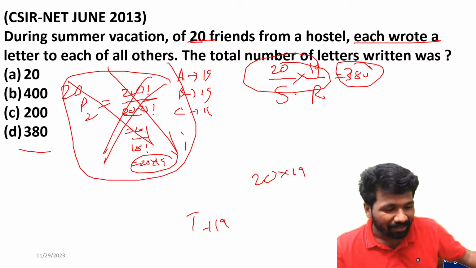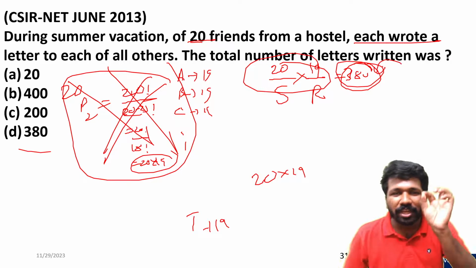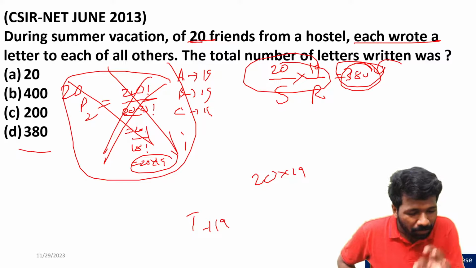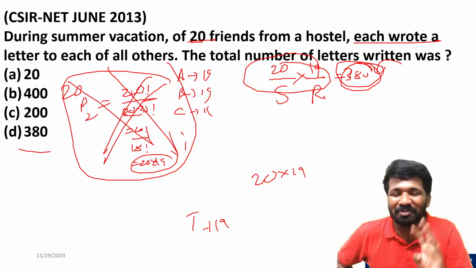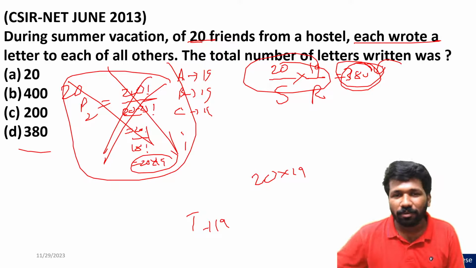I mean the formula. These are called permutations. We will say 380 permutations are there. Just to say 380 permutations, you have to use permutations. Formula is not needed. All of you got it?